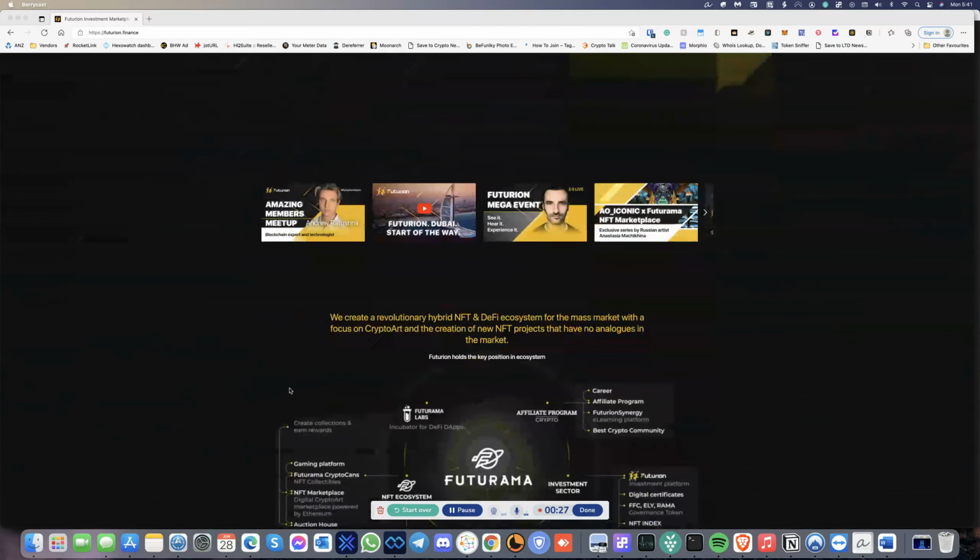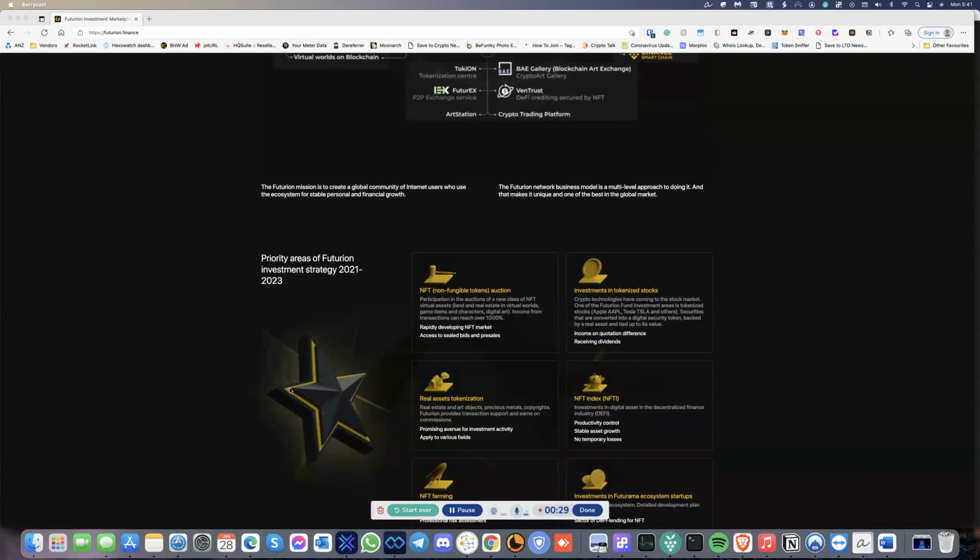Their mission is to create a global community of internet users who use the ecosystem for stable personal and financial growth. The Futurion network business model is a multi-level approach, and that makes it unique and one of the best in the global market.